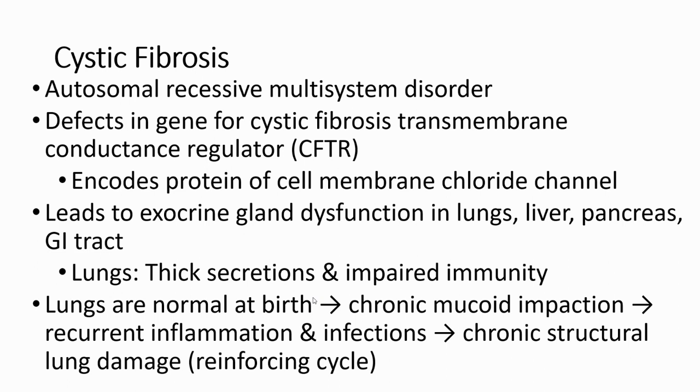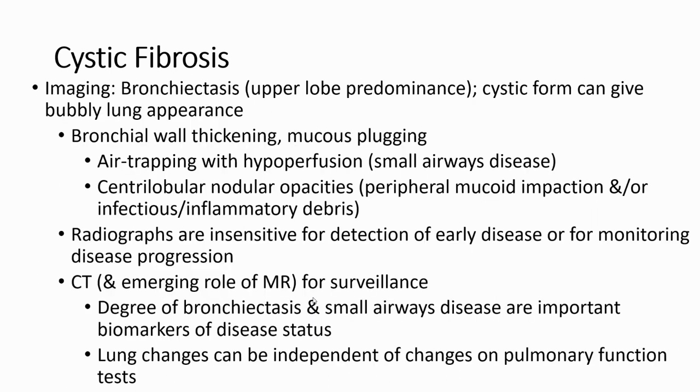Lungs are normal at birth, then progress to chronic mucoid impaction, leading to recurrent inflammation and infection, resulting in chronic structural lung damage, and then a reinforcing cycle. In the imaging, we can find bronchiectasis, more common in the upper lobe, and the cystic form can give a bubbly lung appearance.